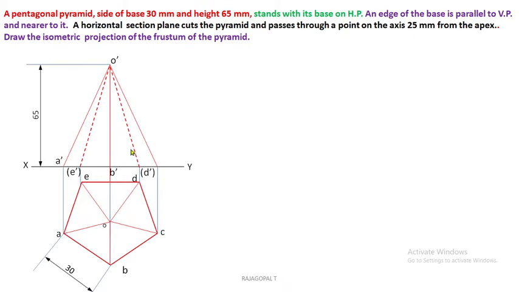Now we can go for the section plane condition: 25 mm from the apex. O dash is the apex or vertex. From that we can take 25 mm and complete the section plane. Being a frustum, the section plane is parallel to its base, so this is our section plane. Convert it into the section plane representation.